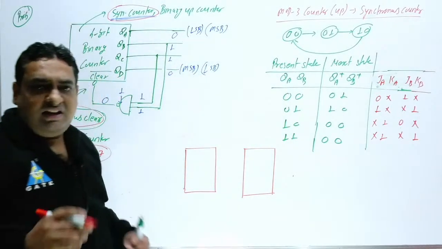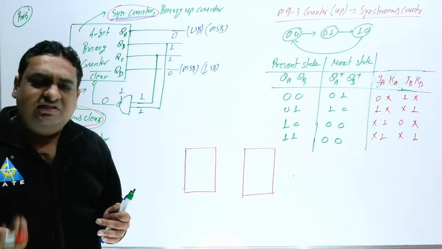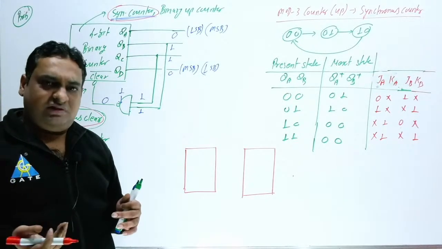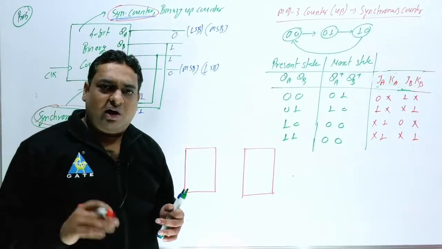Now the important thing in general: if you implement an asynchronous counter with the MSB, when you provide the clock, it goes to the LSB flip flop.